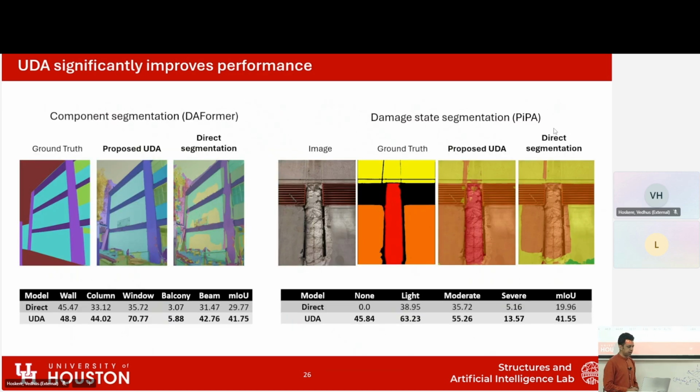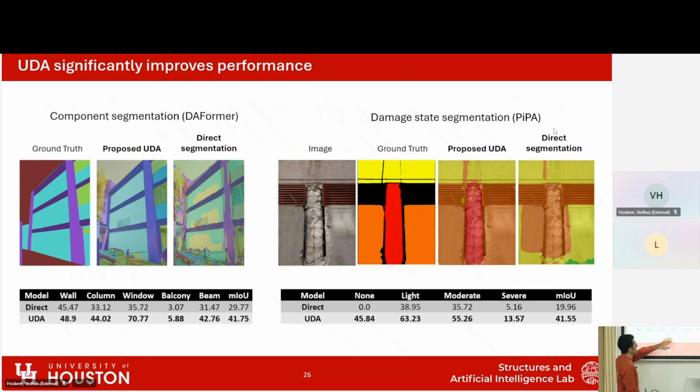And here are the results. First one is for component segmentation. This is the result of the UDA. This is the result of direct segmentation. What is direct segmentation? It's trained on synthetic data and it's applied on the real data. Okay, there's no student-teacher network that's fine-tuning based on the features in the real data.